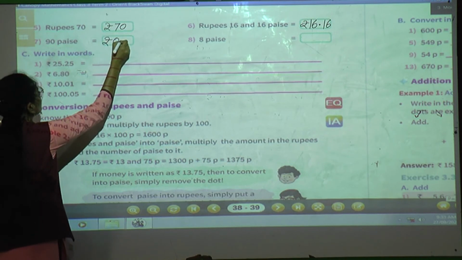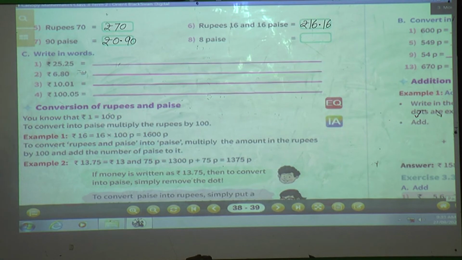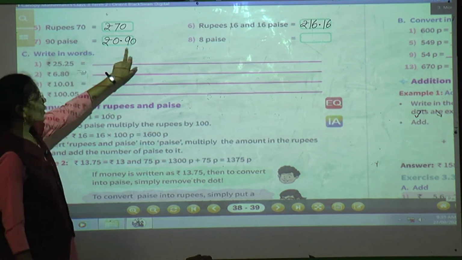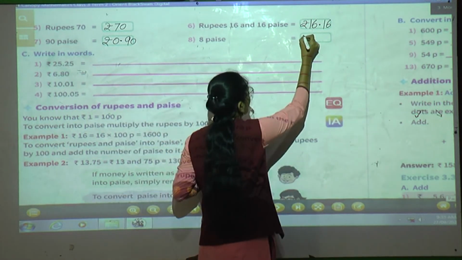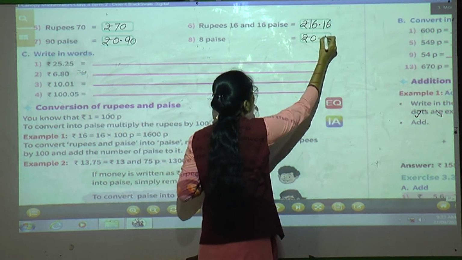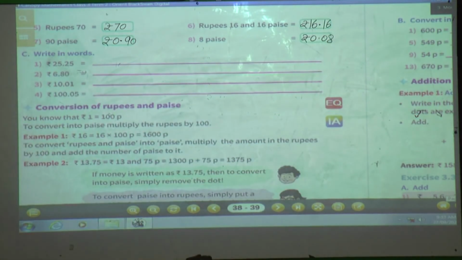So what will we write? Rupees 0.90, because here only paise is there. Then the last one, here 8 paise means again rupees 0.08. In this way you can solve the B question.